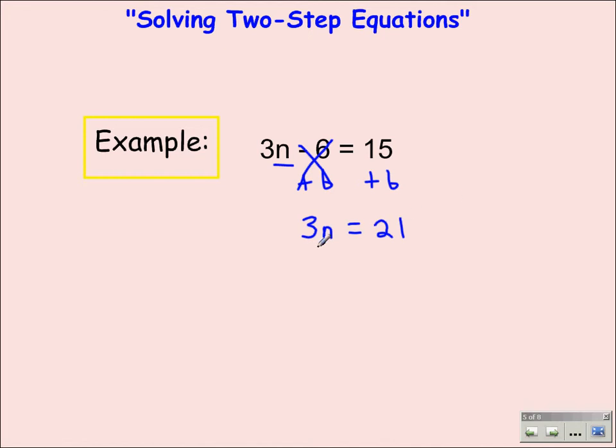Our goal is still to get the n by itself, so to get rid of the 3 on the left side, 3 and n are being multiplied, so we would do the inverse of multiplication, which is division, which would make n equal to 7.